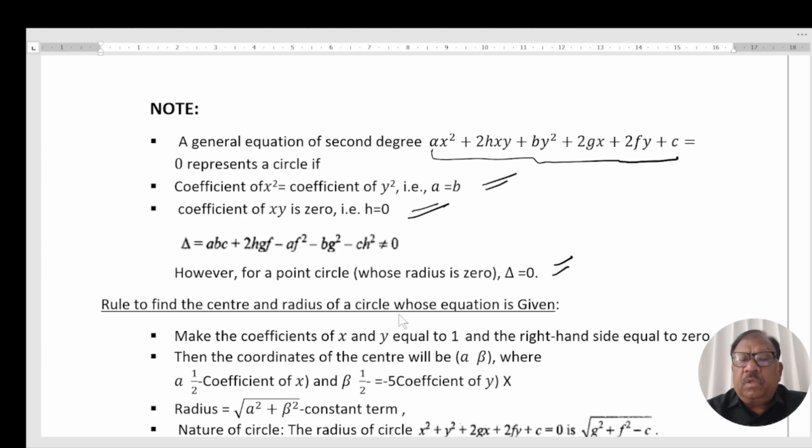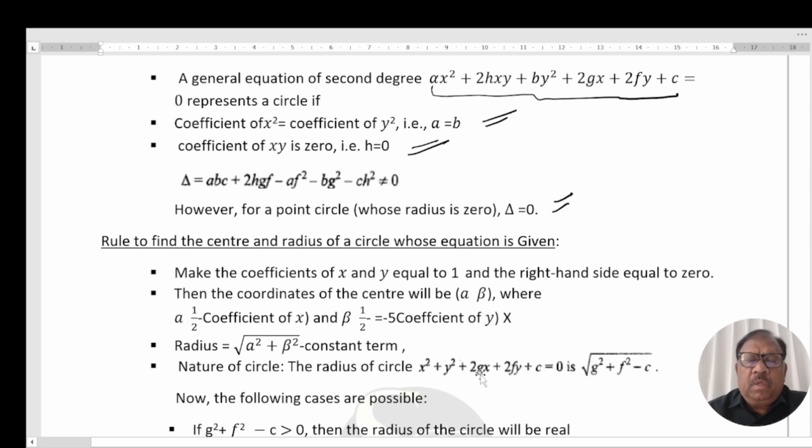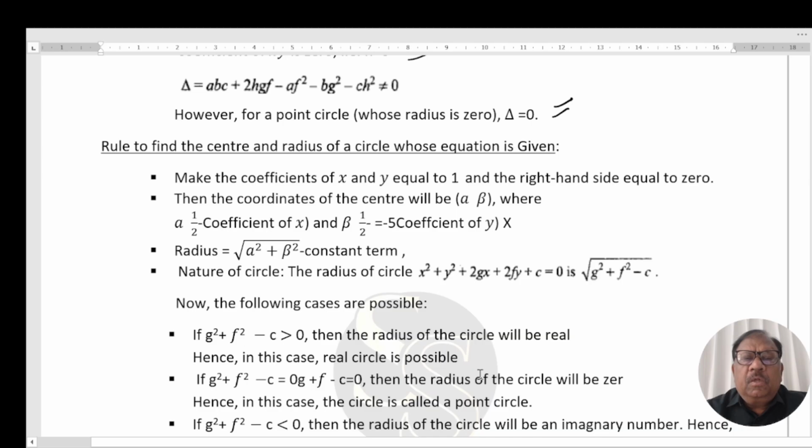Rule to find the center and radius of circle whose equation is given. Simply, make the coefficient of x square equal to 1, right hand side equal to 0. The coordinates of center will be (alpha, beta), where alpha equal to minus half coefficient of x and beta equal to minus half coefficient of y. Radius is under root g square plus f square minus constant.